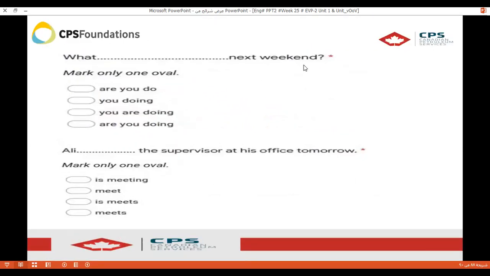What are you doing next weekend? Remember that in the question we use am, is, or are before the subject and add ing to the verb. Ali is at his office tomorrow, so you have to use present continuous. Ali is meeting. After the verb to be, you have to use ing: is meeting.